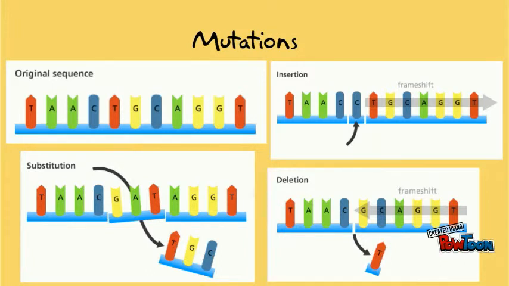While your cells have a proofreading system to correct these errors, 1 in every 10 billion nucleotides is mismatched during DNA replication.